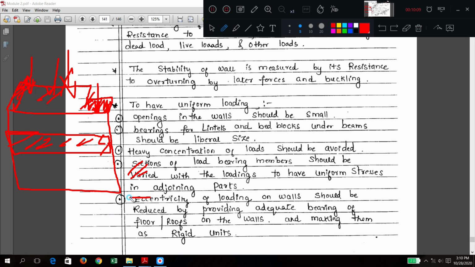And very important, eccentricity you make as minimum as possible. In one point I'm telling, so don't get confused by all the statements. You understand only this: minimize eccentricity, that's all. Minimize eccentricity. Okay, so that is very important.